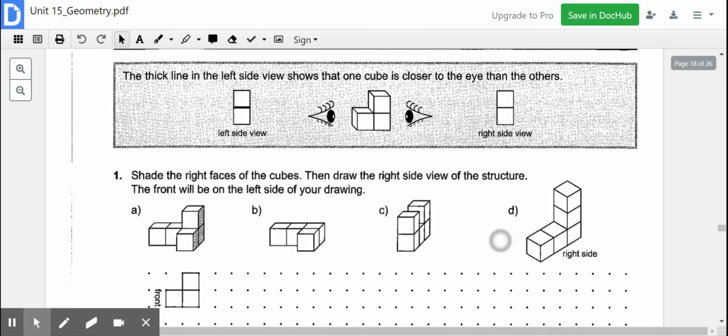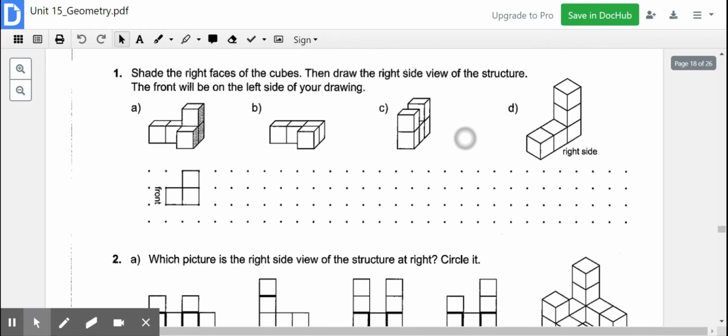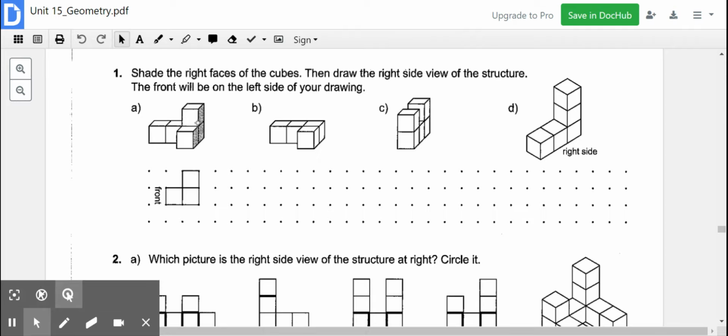So in question number 1, it says, shade the right faces of the cubes, then draw the right side view of the structure. The front side will be on your left of your drawing. And they've got the example here. In this one here, we've got this shape made out of 5 different cubes. If I were to rotate it, then these ones here would be the ones that are closest to my eye. And so I would draw it out like they have down here, and the front is right there.